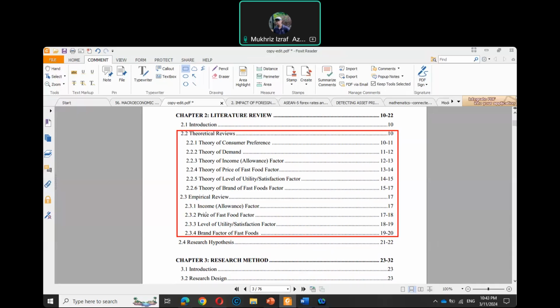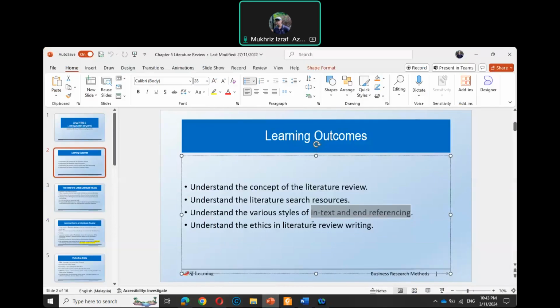So in the literature review section, you combine every group member's relevant articles that you can relate to the issue you are currently discussing. That will be the part that you want to include in your empirical review. So based on this slide here, understand the concept of literature review. Where do you need to get the sources?